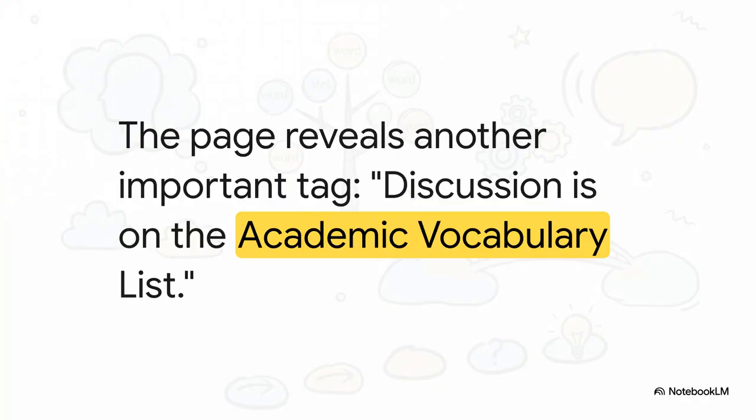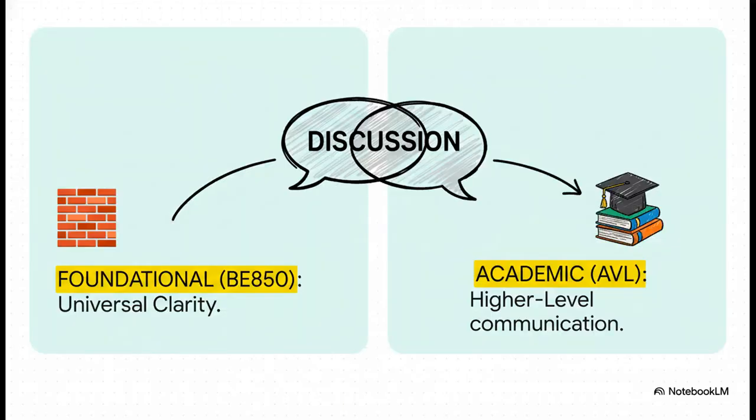Let's jump back to our source one more time, because tucked away under the definition, there's another tag. Get this. Not only is discussion a basic word, it's also on the Academic Vocabulary List, or AVL. And I just think this is so cool because it illustrates such a powerful idea. The very same word can do two really crucial jobs. It's foundational enough for that core list of 850 words for everybody, but it's also essential for high-level academic communication.